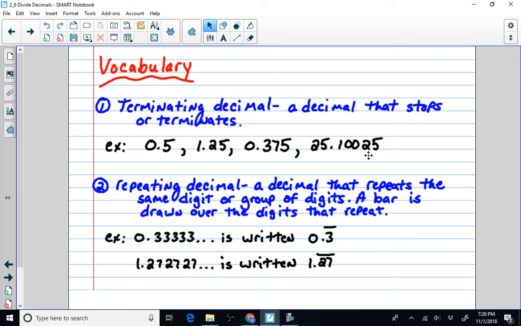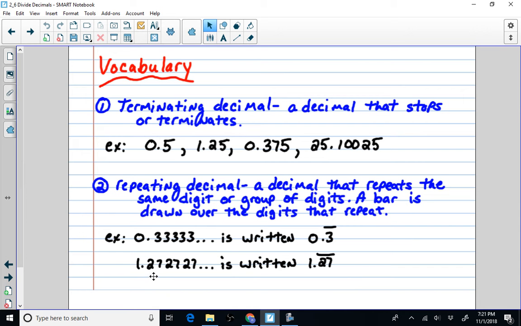The other type of decimal is the repeating decimal. That's a decimal that repeats the same digit or group of digits. A bar is drawn over the digits that repeat. And if you look at two of the repeating decimals here, we have 0 and 3/10, but there's a line over that 3 in the tenths place, which means that that 3 is going to repeat over and over again. You guys should be familiar with the fraction that's associated with that decimal, right? It is 1/3.